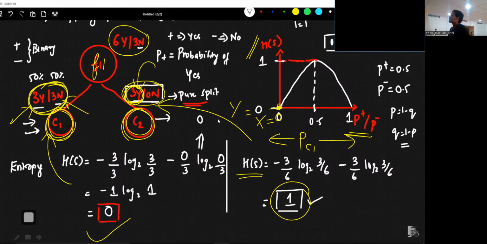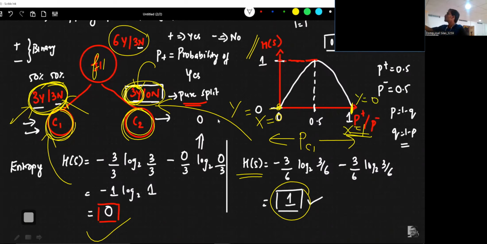Similarly, if the probability of class 1 is 1, that means class 2 is absent. That means we can say the label is definitely class 1. That means we are very confident. Then again, if x is 1, entropy on y will be 0.